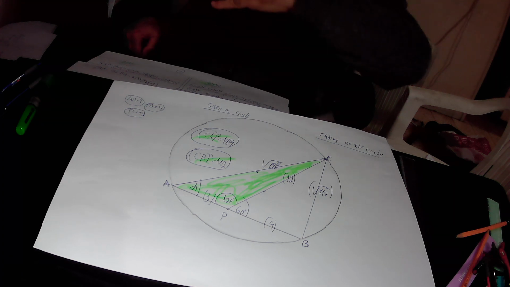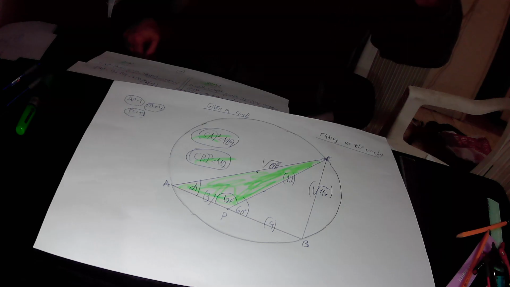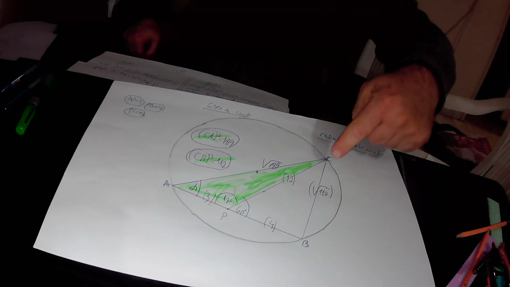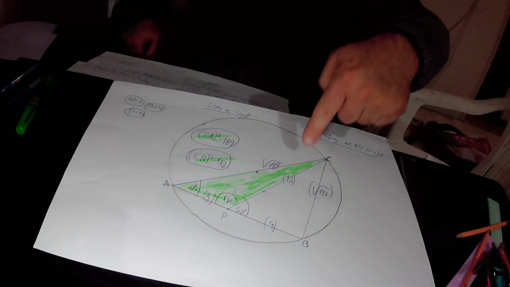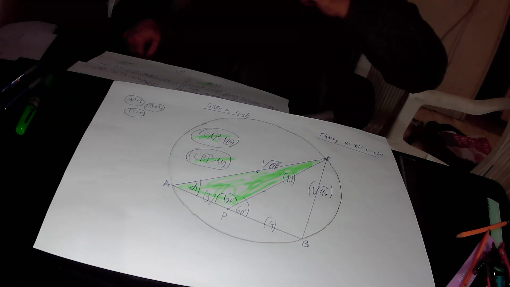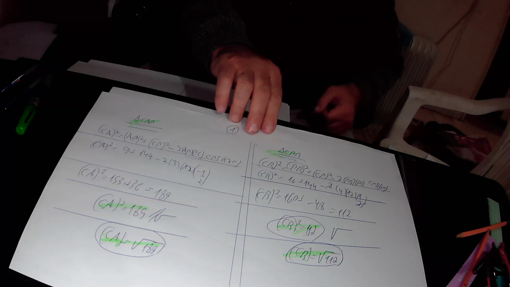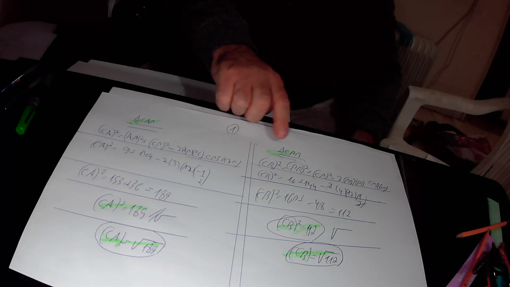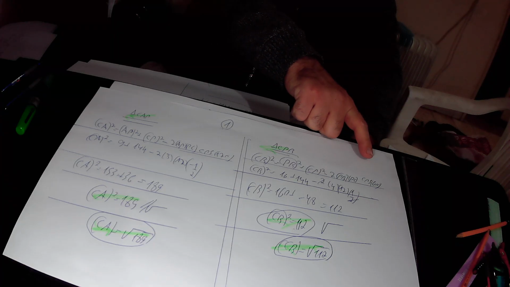Repeat again, this white triangle PBC, according to the law of cosines, the following equation is true. CB squared equals CP squared plus PB squared minus 2 times CP times PB times cosine 60 degrees. The white triangle CBP, according to the law of cosines, the following equation is true. CB squared equals PB squared plus CP squared minus 2 times PB times PC times cosine 60 degrees.